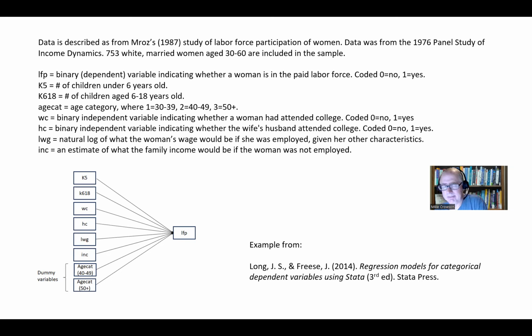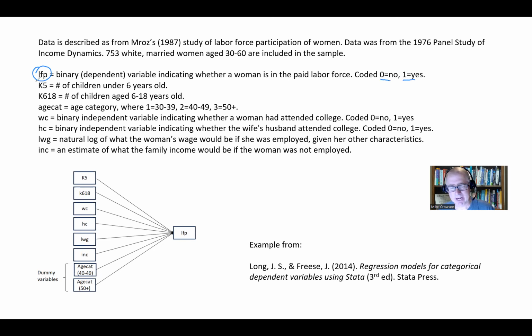And in terms of the variables, our binary dependent variable or outcome variable is this LFP variable that you see right here. So it's LFP, and that's indicating whether a woman is in the paid labor force. And this is as of 1976, so this is a long time ago. Just keep in mind differences in how we approach some of these things nowadays as opposed to then. Anyway, this particular variable is coded 0 for no and 1 for yes.